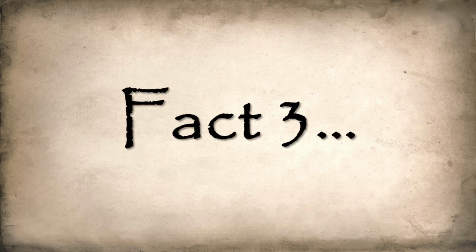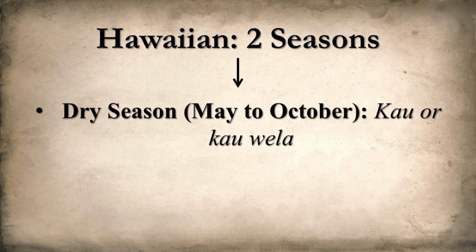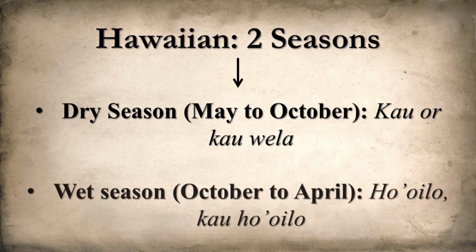The last interesting fact is that, as could probably be expected, there are some languages around the world that have greater or fewer words for the seasons than English. For example, in Hawaiian, summer is only one of the 2 words for the seasons. The dry season, which could be called summer from May to October, is called kau, or kauela, and the wet season, which could be called winter from October to April, is called ho'oilo, or kauho'oilo.